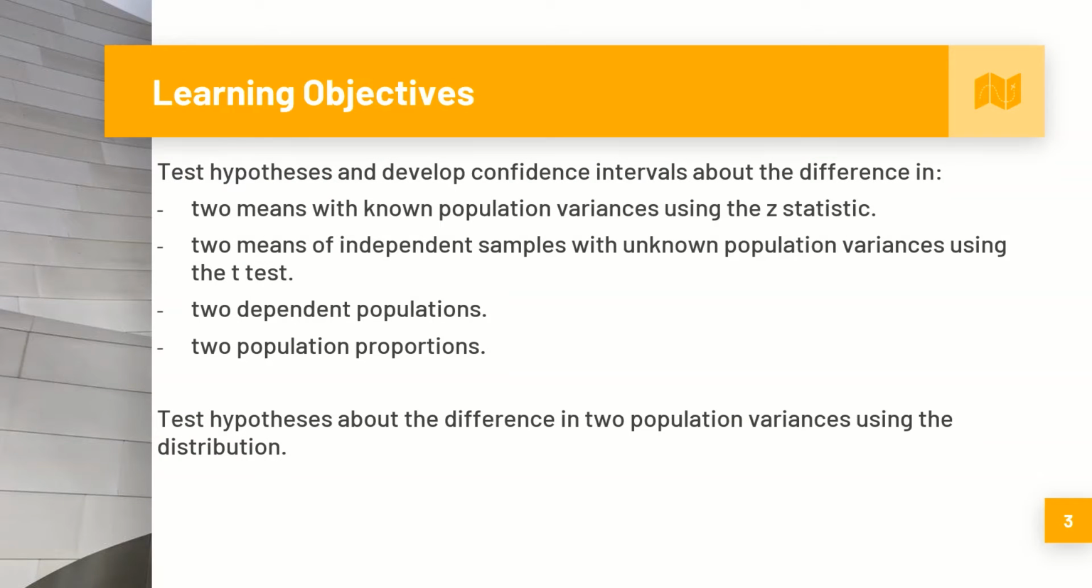So, the learning objectives for this topic are to test hypotheses and develop confidence intervals about the difference in two means with known population variances using the z statistics, two means of independent samples with unknown population variances using the t-test, two dependent populations, two population proportions, and test hypotheses about the difference in two population variances using the F distribution.